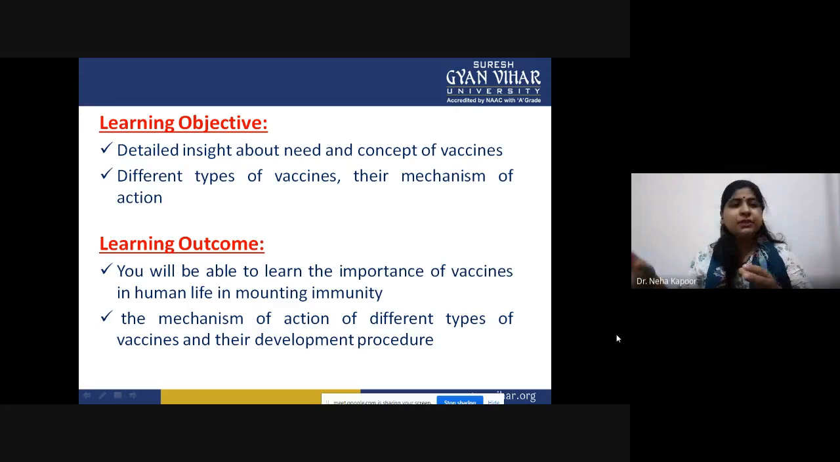At the end of this lecture, you will be able to learn the importance of vaccines in our life, why they are required to gain acquired immunity, and the mechanism of action of the different types of vaccines that we are currently using. For example, recombinant vaccines, live attenuated, toxoid, or edible vaccines, and what their developmental procedures are and what sort of companies are playing a role in the development of these vaccines.